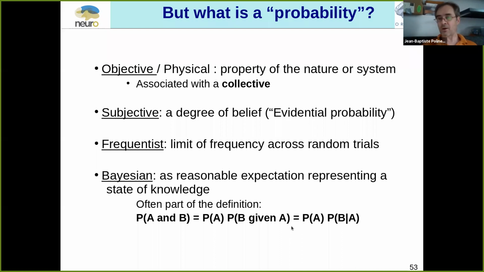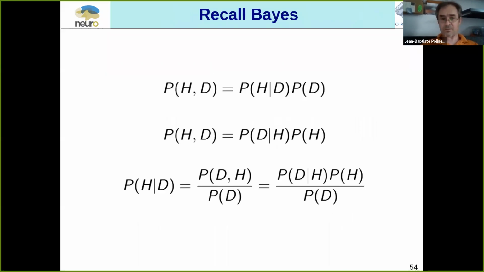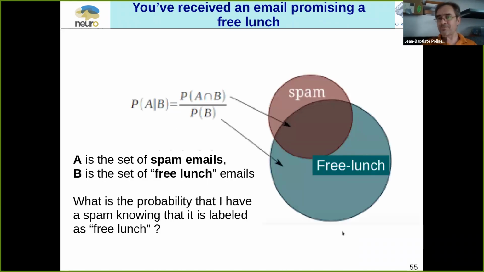In most cases, it will be part of the definition of what probability is. And from there, you derive immediately Bayes' theorem. For instance, the probability of a hypothesis and the data jointly is the probability of the hypothesis knowing the data times the probability of the data, whatever that means. And the same thing if you reverse data and hypothesis, of course, and you can derive from there the classical Bayes' theorem, which I think most of you will know. And just to give you an intuition, it always looks a bit puzzling. A long time ago I was thinking, okay, what does it mean?